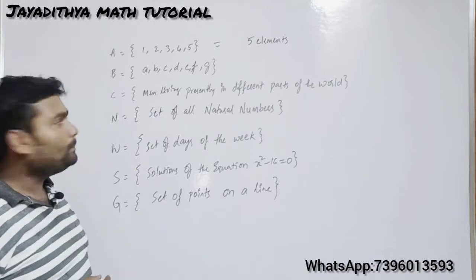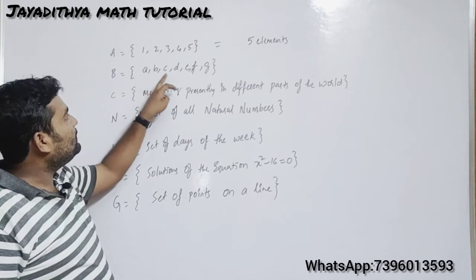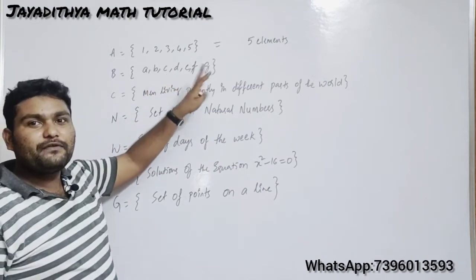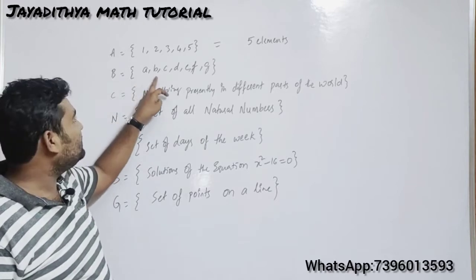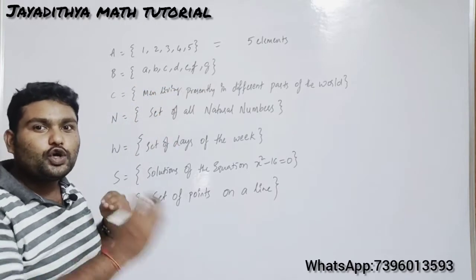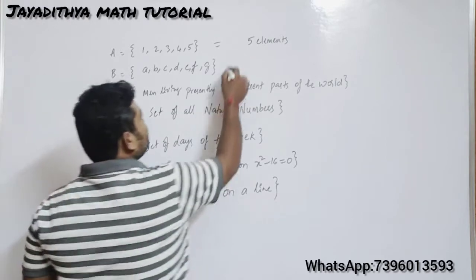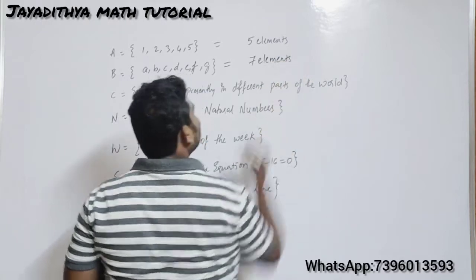So let us go for B. What are the elements we have in B here? That is A, B, C, D, E, F, G. So total how many elements we have here? A is one element, B is one element, C 3, 4, 5, 6 and 7. So total we have 7 elements. Clear?